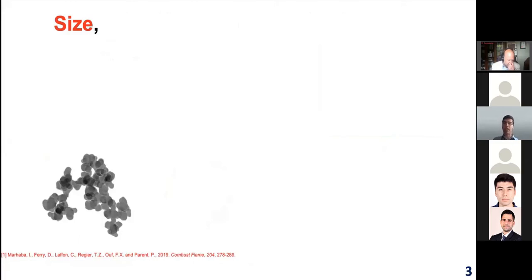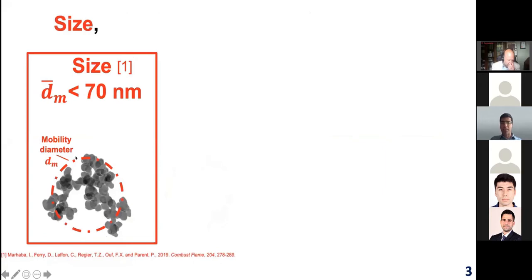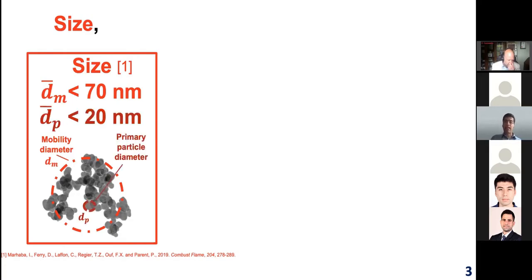The first one is size. So soot particles usually emitted from turbofan engines have very low mobility diameters, with average values less than 70 nanometers, as well as small primary particle diameters, less than 20 nanometers.